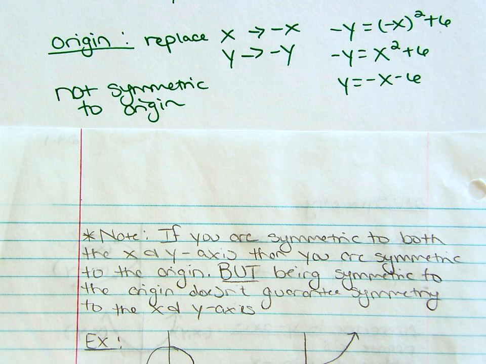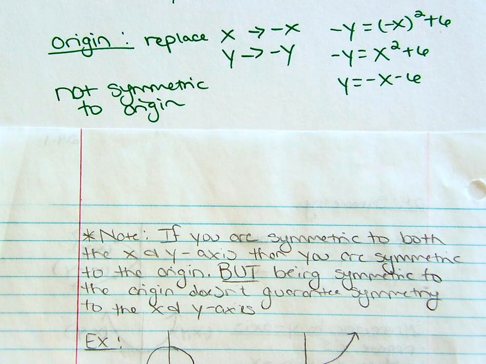But being symmetric to the origin does not guarantee that you are symmetric to both the x and the y-axes. So this goes one direction. If you are symmetric to the x and y axis, automatically you are symmetric to the origin. But if you are symmetric to the origin, you are not guaranteed that you are symmetric to the y axis and the x axis.